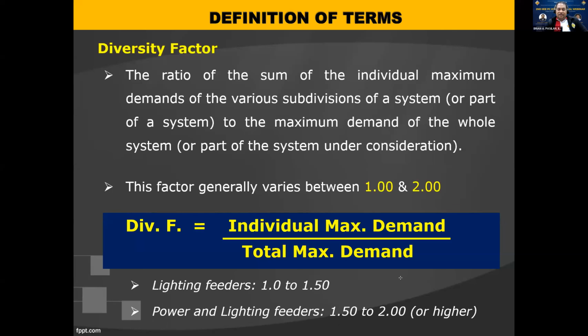So for lighting feeders, the factor is between 1 to 1.5. For power and lighting feeders combined, it may be higher, 1.5 to 2. So the difference here is that the diversity factor is given, then this will be used in sizing the transformer. The difference with the demand factor is that the demand factor is what we need to find, it is not given. What is given for the demand factor is the maximum demand and the total connected loads. So this is different. The diversity factor will be used in sizing the main feeder and the transformer. That is the use of our diversity factor.